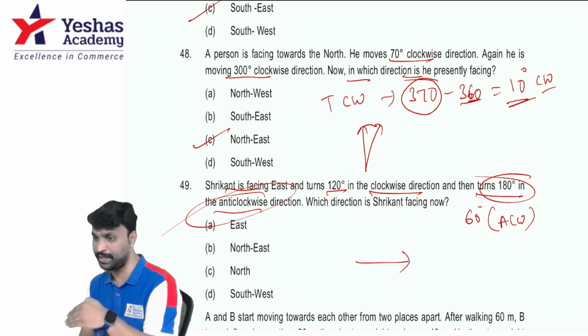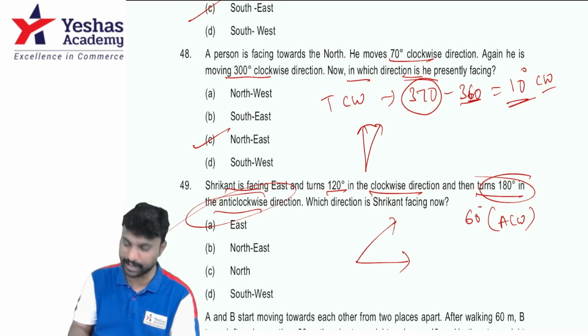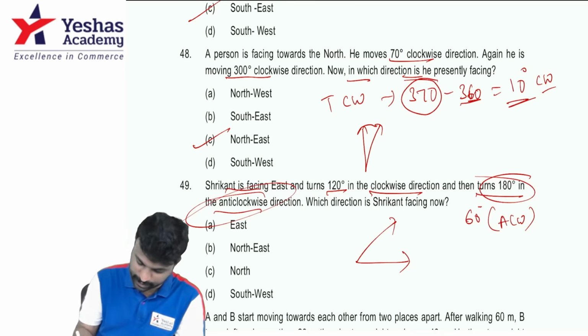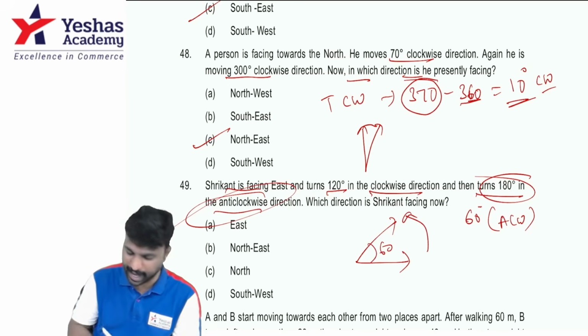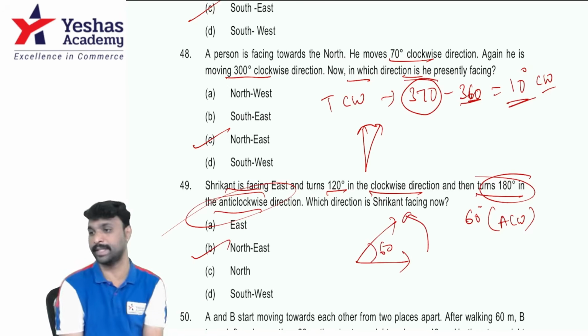So initially he is facing east. So 60 degrees anti-clockwise means anti-clockwise is this side, correct? Upwards. So this is what is anti-clockwise. So 60 degrees anti-clockwise, that means he is in the northeast direction. Option B is the right answer.